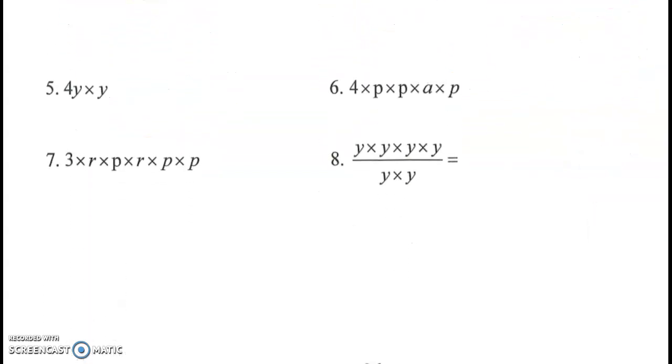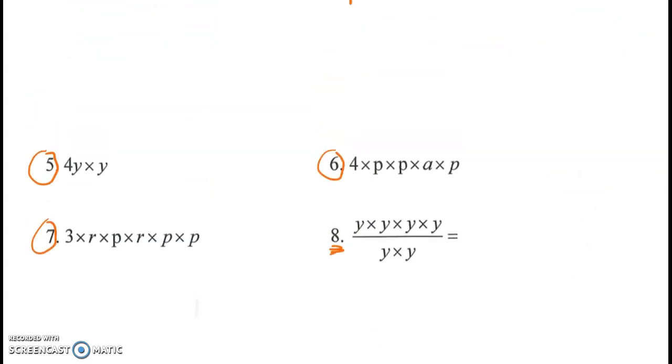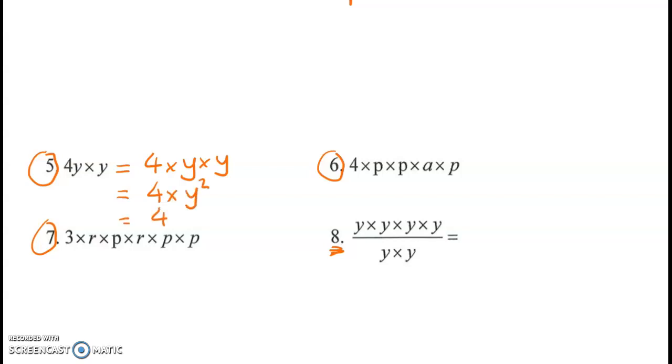Moving on to the next ones, we've got 3 more questions that are about multiplication, and then we've got our first one that's about division. So in question number 5, we've got 4y times y. I can think of that as 4 times y times y. And we know that the y times the y is y squared. And so this one, the answer will be 4y squared, right?